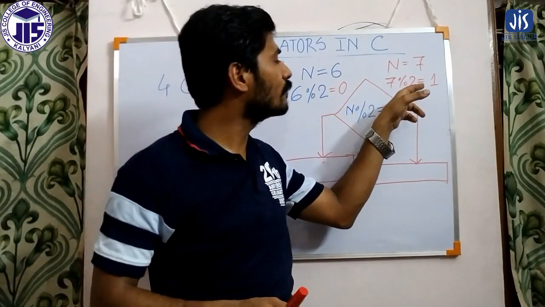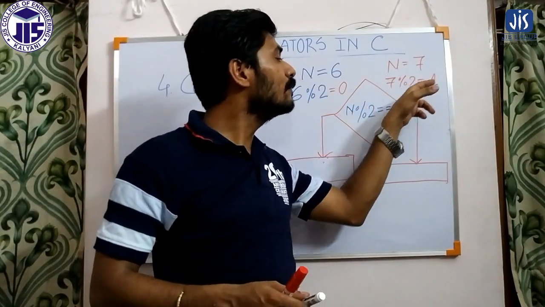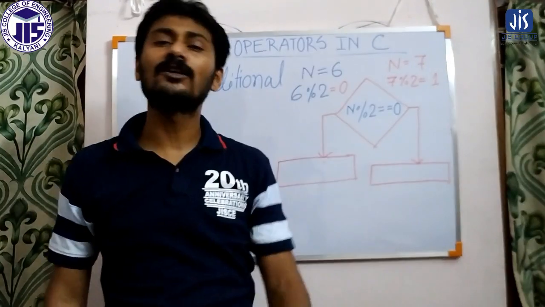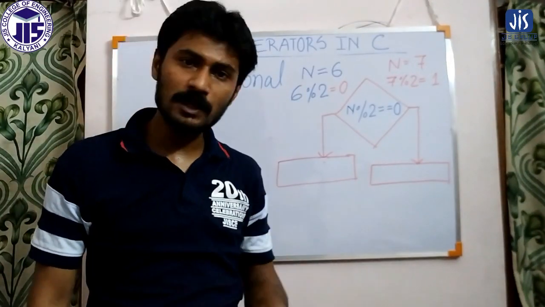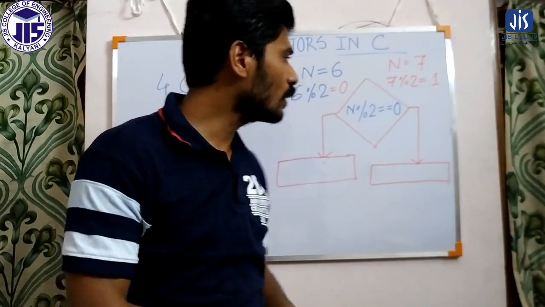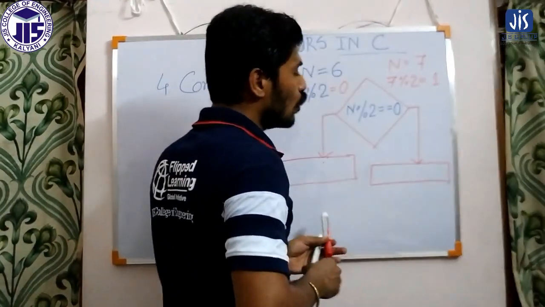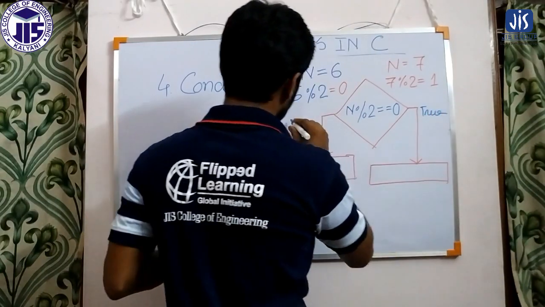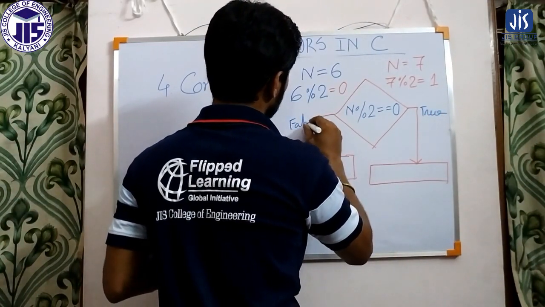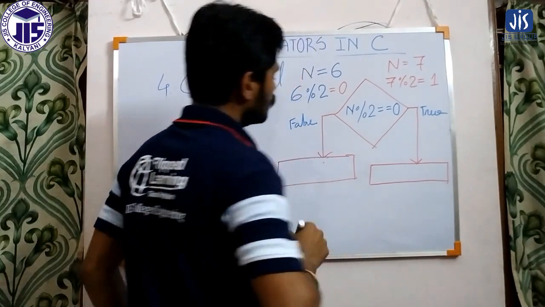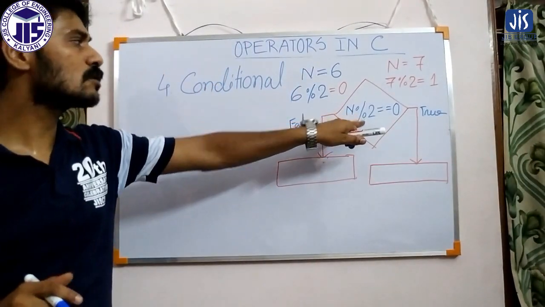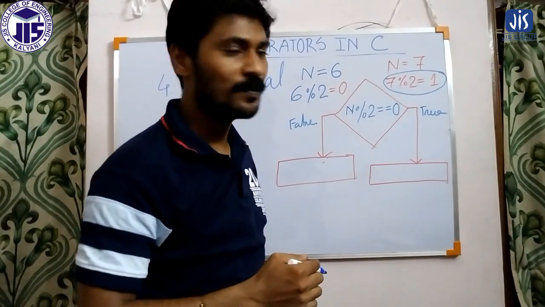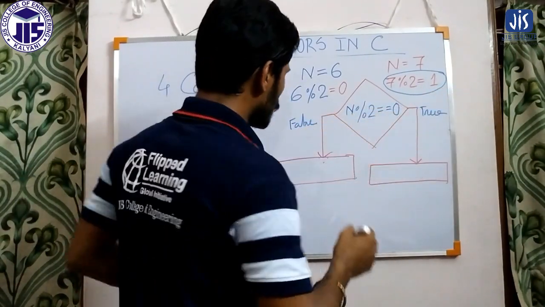And if the remainder is 1, in the case of 7, we can easily conclude that the number is not divisible by 2, or it is an odd number. So if it is true or false, what will we do? True, and here it is false. In this case it is false. You can see the remainder is 1, not equal to 0, so it will be an odd number.